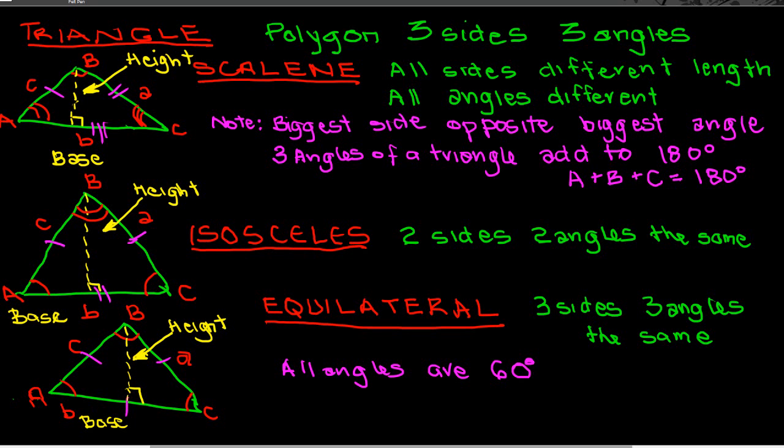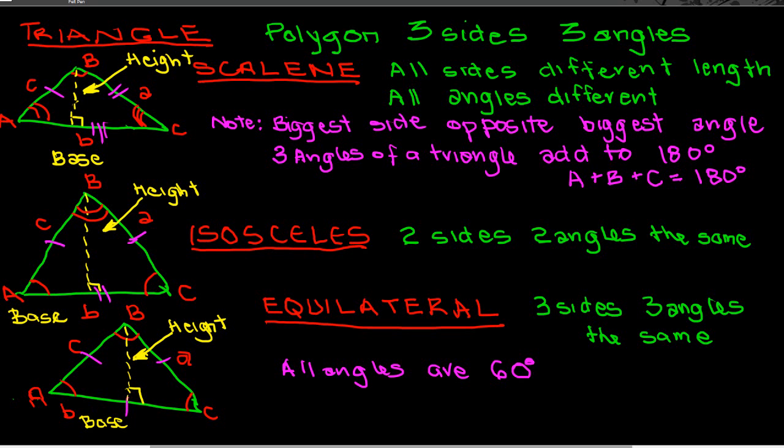For a scalene triangle, or any triangle for that matter, the biggest side is always opposite the biggest angle, and the 3 angles of a triangle add to 180 degrees. So in the scalene triangle, A plus B plus C would equal 180 degrees. Now this brings us to the next triangle, which is an isosceles triangle.